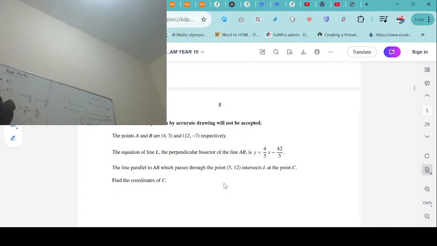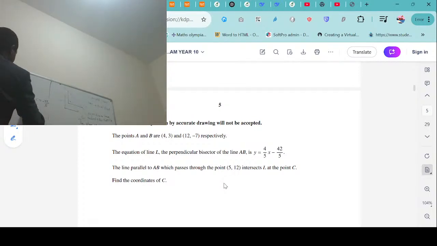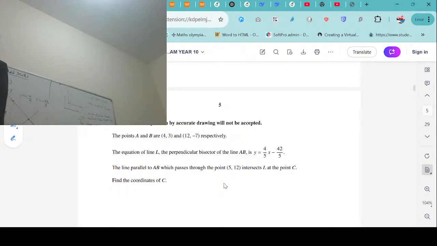So this line that is parallel to this passes through this point. This is why it is advanced: there is a lot of information that is different from ordinary mathematics. Okay, so it passes through this point and meets this perpendicular line. So they're asking us to find the coordinates of that point.